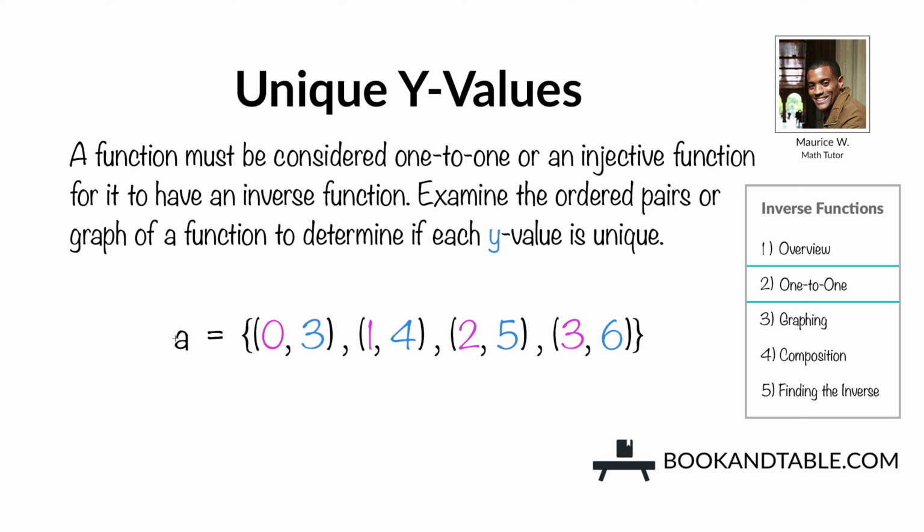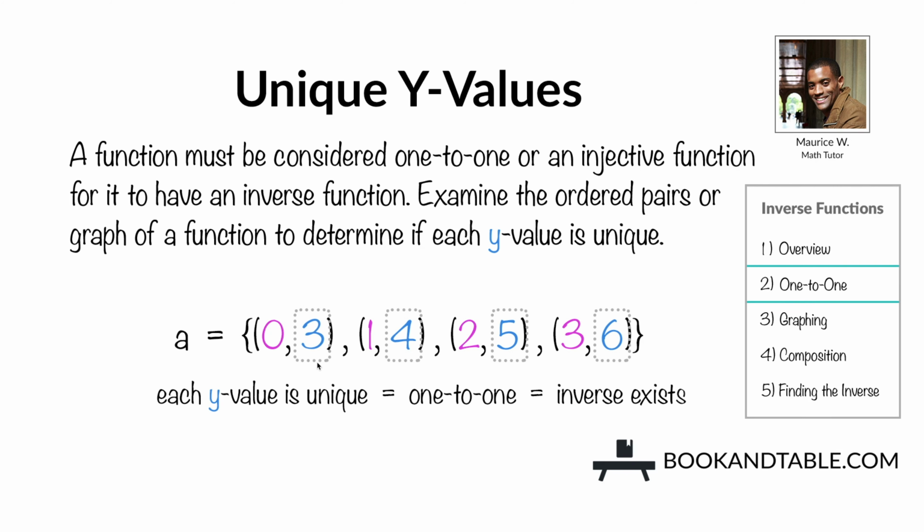So let's say we had a set A, which is a set of ordered pairs, and the first ordered pair is (0, 3), the second is (1, 4), the third is (2, 5), and the fourth is (3, 6). If we examine the points in this set, we notice that each y value is unique: 3, 4, 5, and 6. So since each y value is unique, that lets us know it's one-to-one, which means the inverse does exist for A.